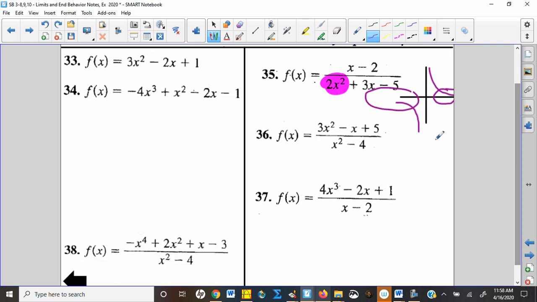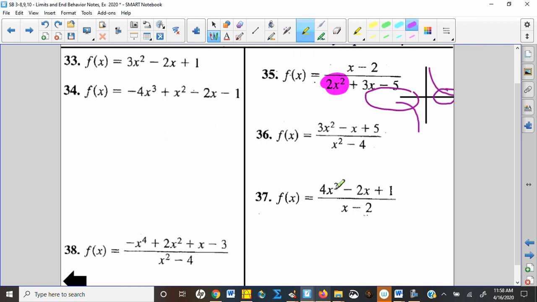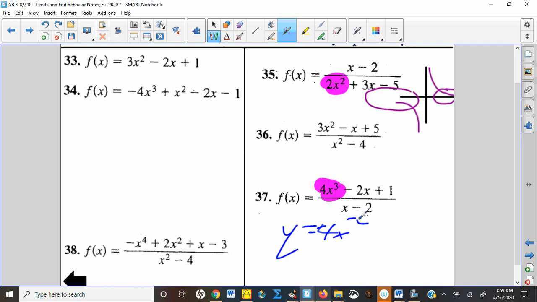Now, another possibility is like 37. In 37, instead of the denominator being more powerful, the top is, and that's going to behave just like a polynomial if you go far enough out. In fact, this one would be 4x squared, right? 4x cubed over x would become 4x squared. Y equals 4x squared. Wow, I can't write today. That would be your power function. So it's going to behave like this.